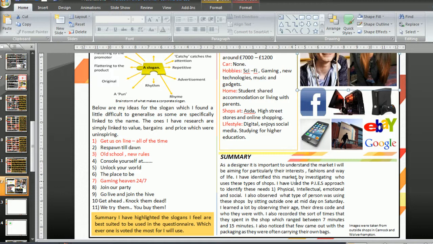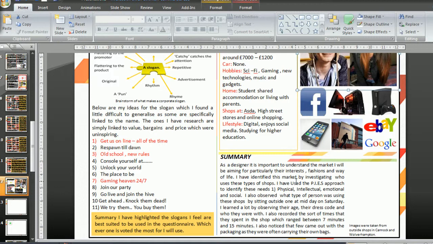Now I've generalised by doing that, because most of the people that went into the game shop were certainly teenagers, certainly in their young 20s. Usually they were male. Very few females actually went in proportionate to males. So that already has given me an idea of who would actually use existing shops.